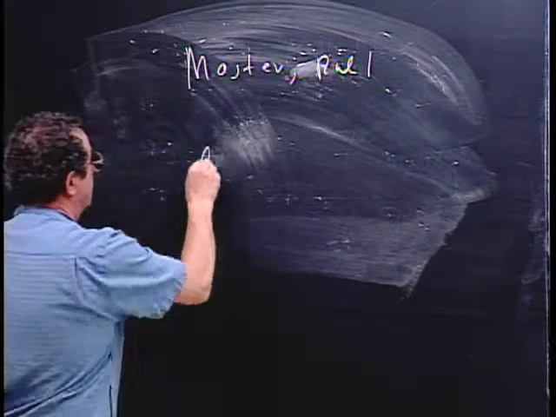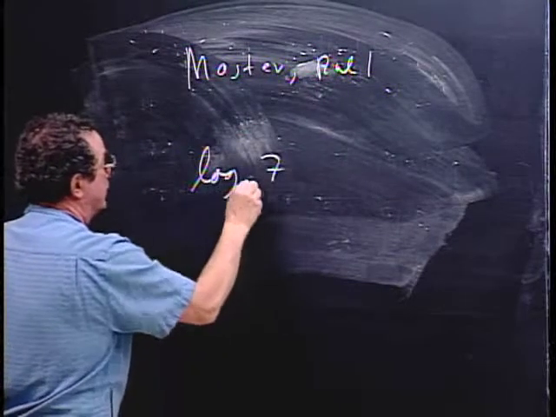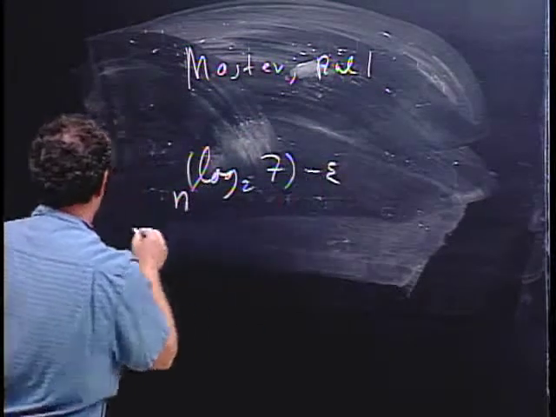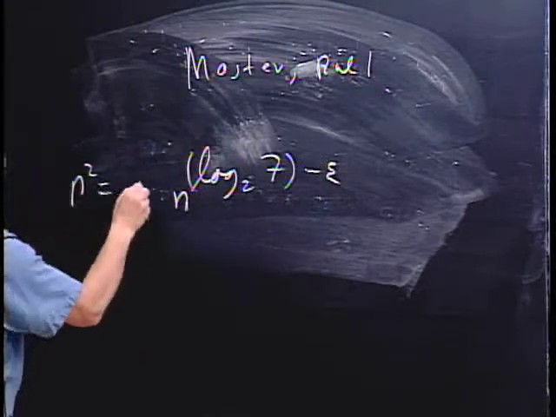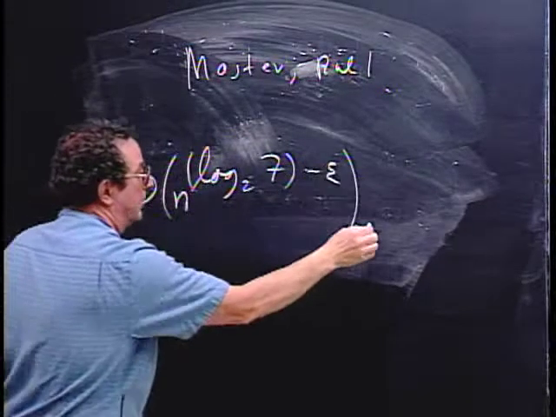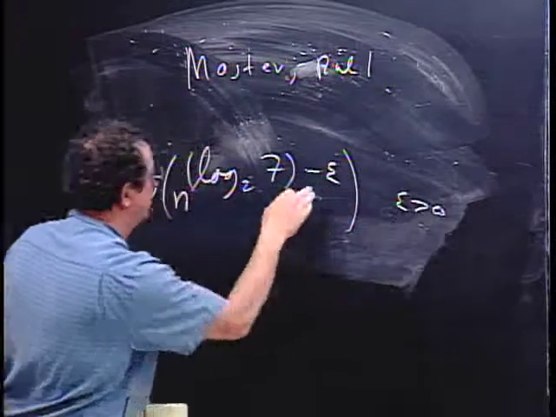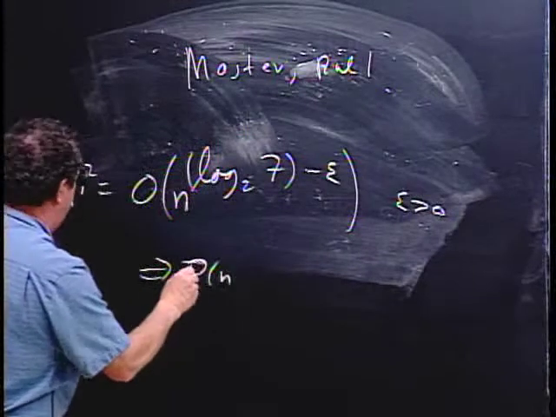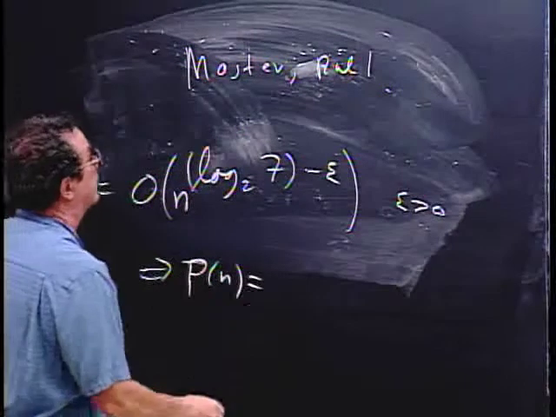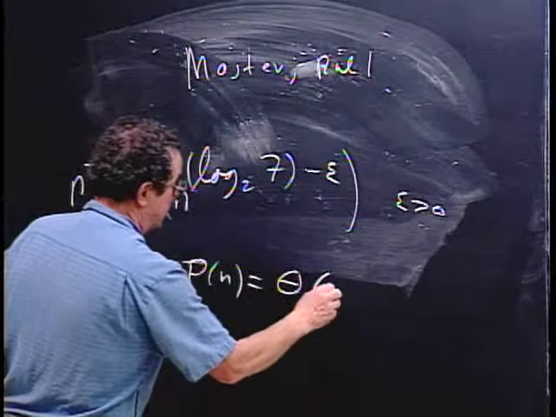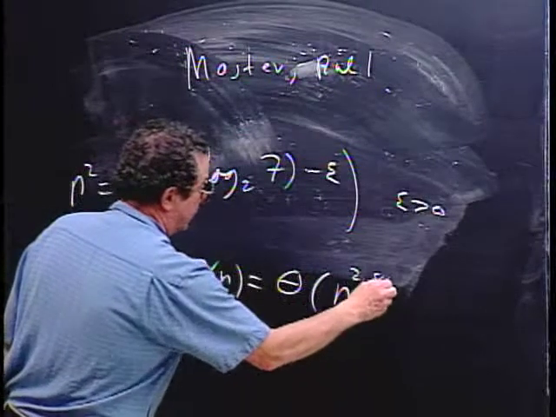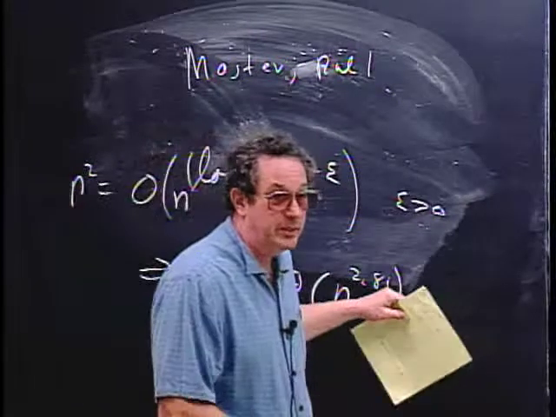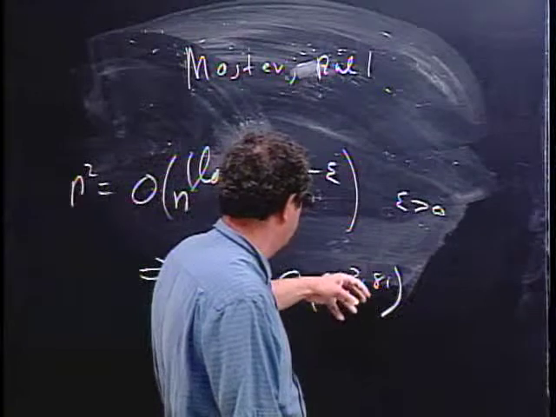Again, we're going to form n to the log base 2 of 7 minus epsilon, and we're going to compare that to n squared, and we're going to see that n squared is big O of n to the log base 2 of 7 minus epsilon, and that implies that P of n in this case is equal to theta of n to the 2.81. Okay.